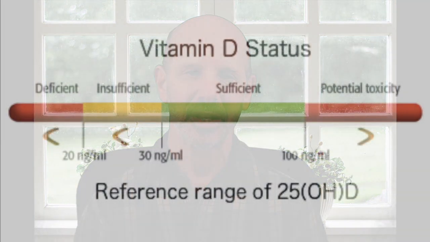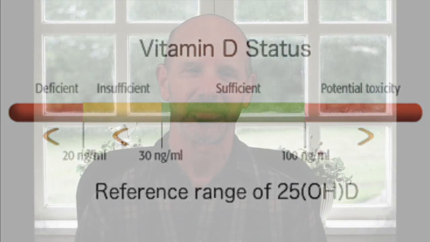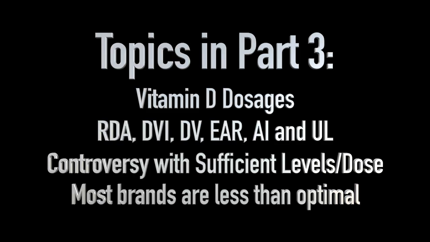A 25-OHD blood serum level greater than 30 is considered a healthy level for all children and adults to maintain throughout the year. A level of less than 30 but more than 20 is considered vitamin D insufficiency or vitamin D inadequacy. A level of less than 20 is considered vitamin D deficiency. Okay, so now let's talk about vitamin D dosages, how they relate to vitamin D status, and why it's important to understand the difference between recommended dosages and optimal dosages.